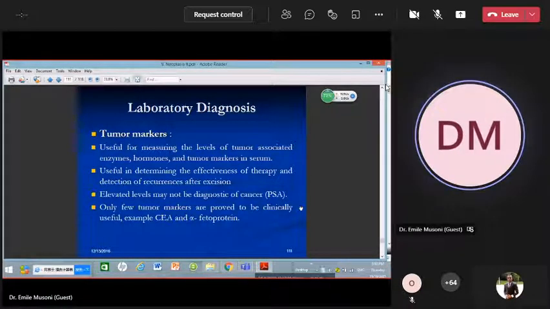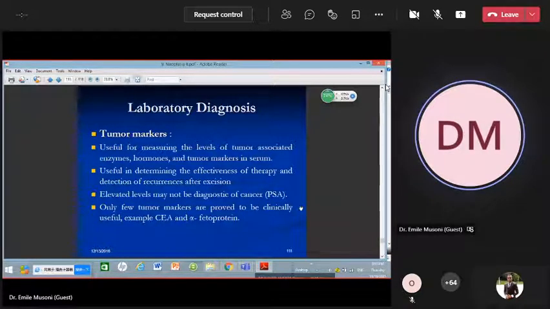Only a few tumor markers are proven to be clinically useful, for example CA and alpha-fetoproteins. For PSA, even though it is elevated, it doesn't always mean that there is prostate cancer.